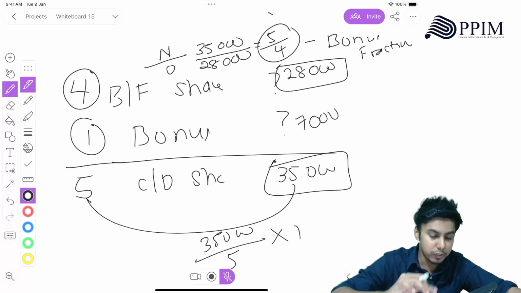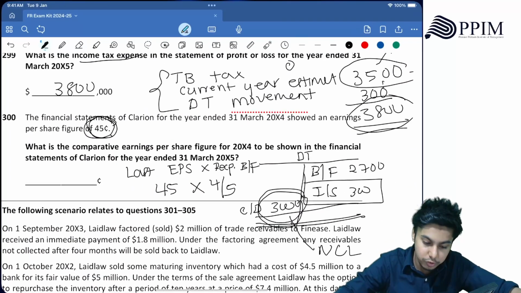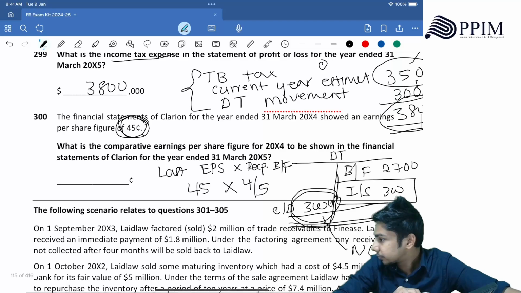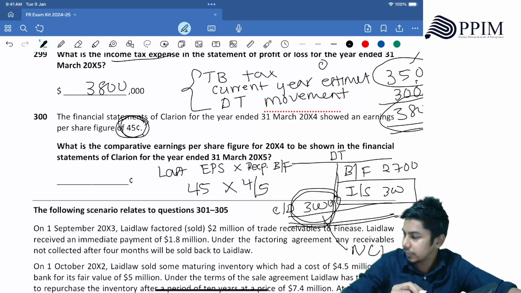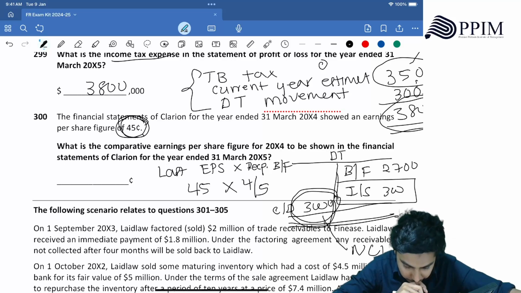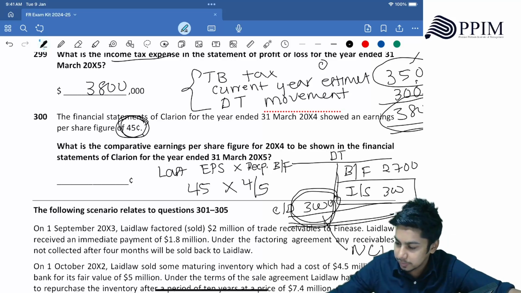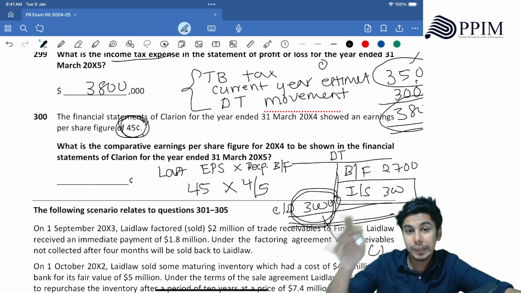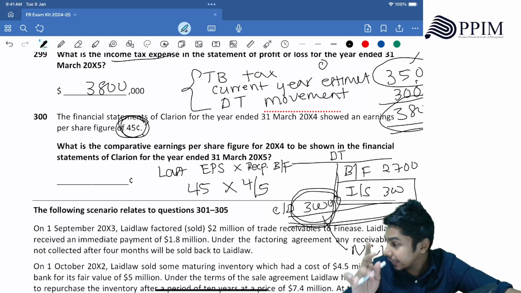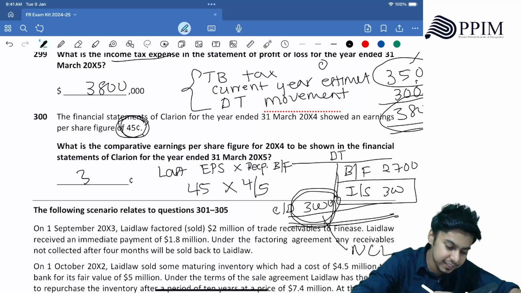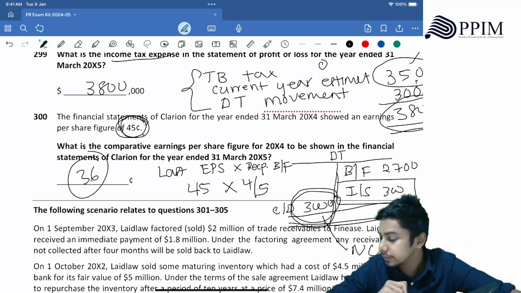Now guys, once we're done copying this one, can you copy the answer also, faster, for the last one? Yeah, that's the answer, guys. It has to be less. 45 into 4 divided by 5. Always remember, after restating, it should be less than last year, because we are taking the opposite. Yeah, exactly. 36 should be the answer. Correct answer.